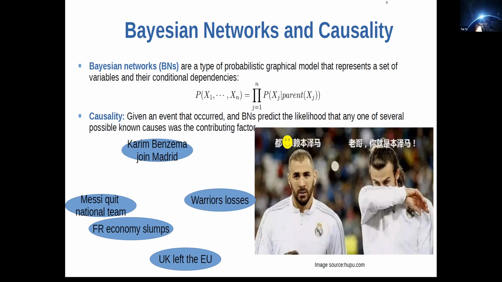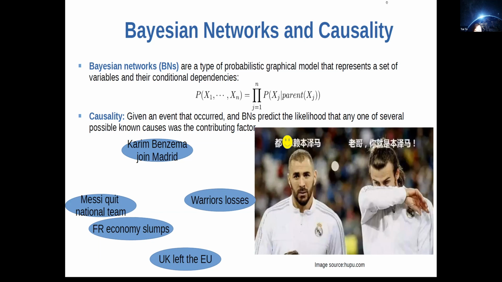By doing so, we can see that the Bayesian network has many important applications, and one of them is causality, basically causal structure learning. That means given an event that occurred, the Bayesian network can try to predict the likelihood that one or several known causes might be the contributing factor.